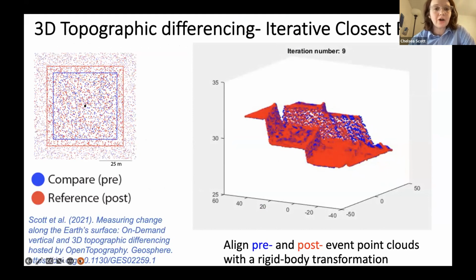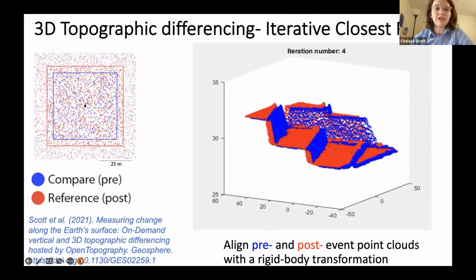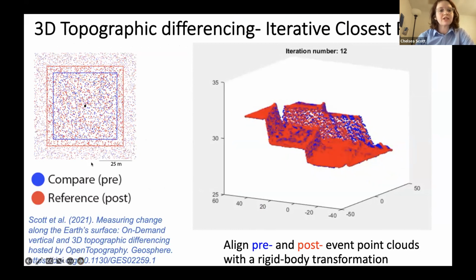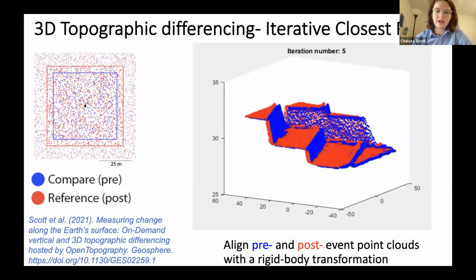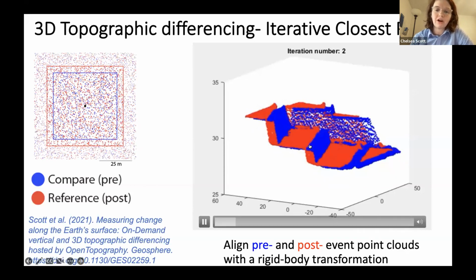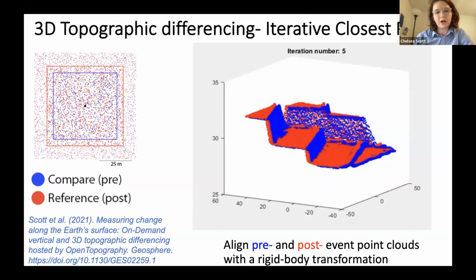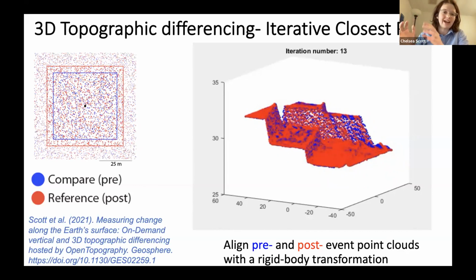So this demonstrates how 3D topographic differencing works. It's done with a windowed implementation of the iterative closest point algorithm. And so in this algorithm, we take subsets of the pre and post topography and align them using a rigid body transformation. And so in this video here on the right, you see that the blue or pre-earthquake topography is iteratively moved closer and is aligned with the post-earthquake topography. And it's that full motion that it takes that is then assumed to be the coseismic deformation at that area.